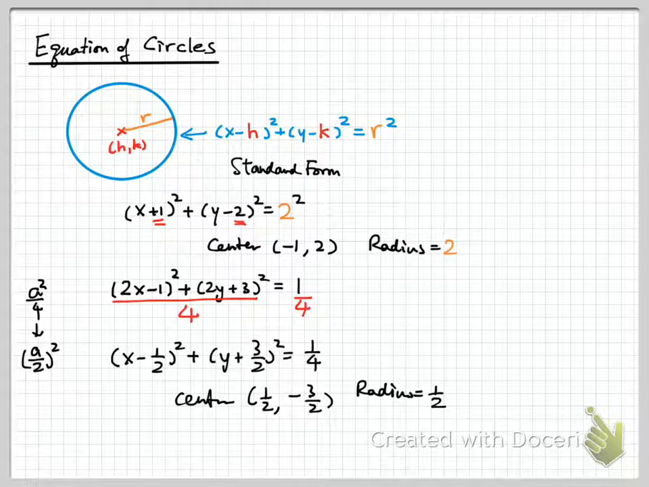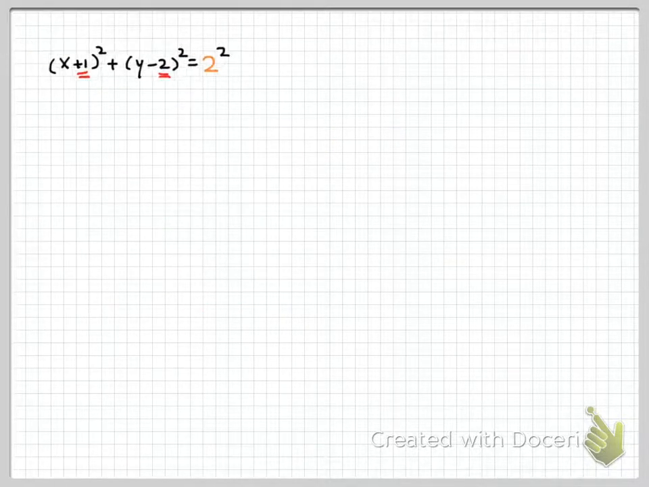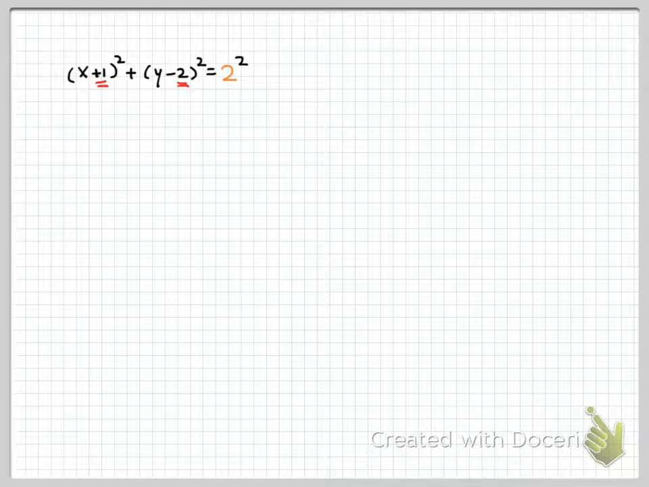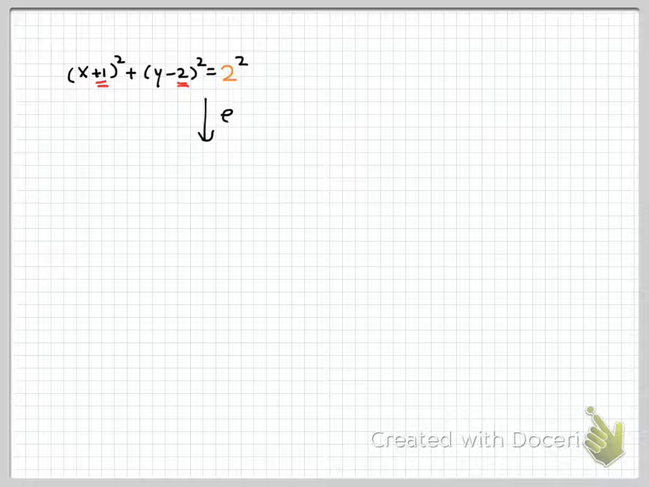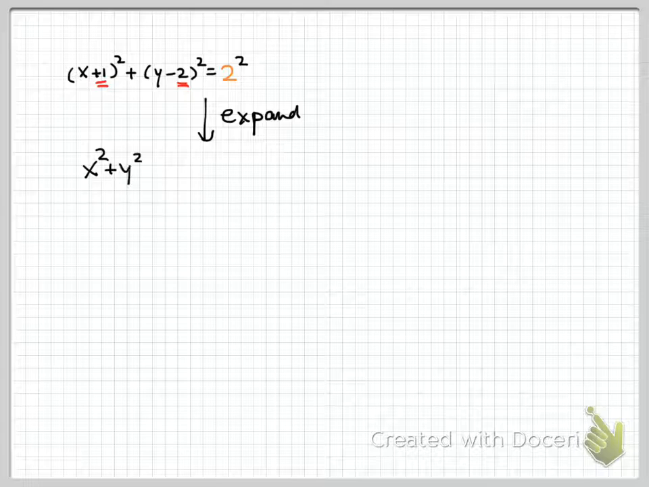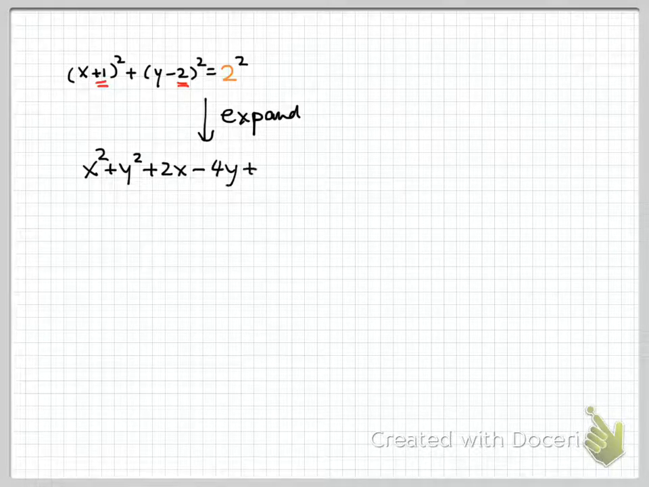Let me take this one as an example. Let me start a new page. So this was the original equation, right? When you expand the brackets, you got what we have, the general form, x squared and y squared and 2x minus 4y and 1 equals to 0. When you expand the bracket, this is what we call the general form.